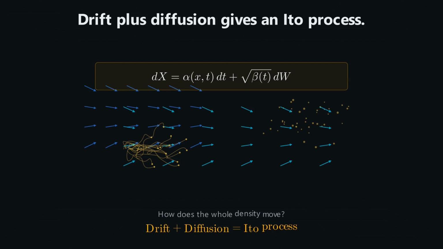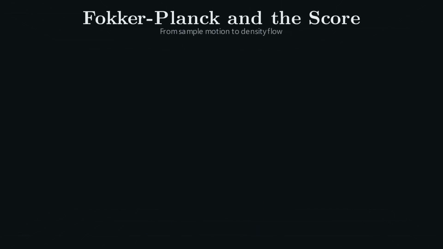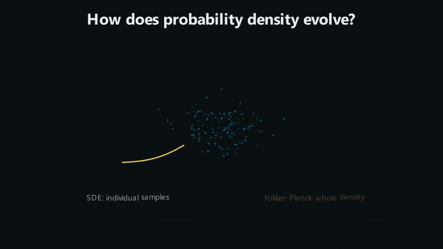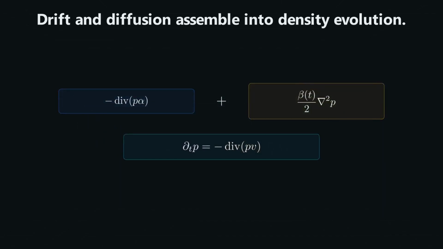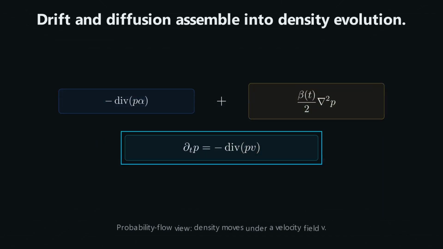And now the big question becomes: if individual particles follow this process, how does the entire probability density move? The answer is the Fokker-Planck equation. SDEs describe how individual samples move. Fokker-Planck describes how the whole probability density evolves. In the animation, the drift term and the diffusion term are assembled into a single equation. The density behaves like a fluid moving under a velocity field v: partial p over partial t equals negative divergence of p times v. This means that probability mass is flowing through space.